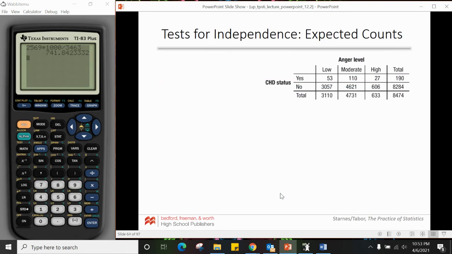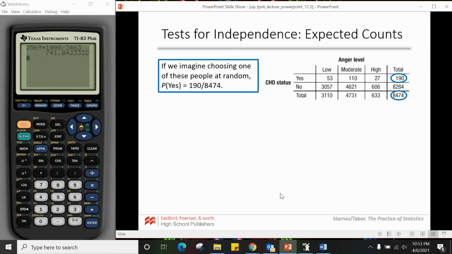So let's get through testing. We did the state phase. We're now on the plan. The big thing we're going to need is all those expected counts. So if we imagine choosing one of these people at random, the probability of yes is 190 divided by 8474.